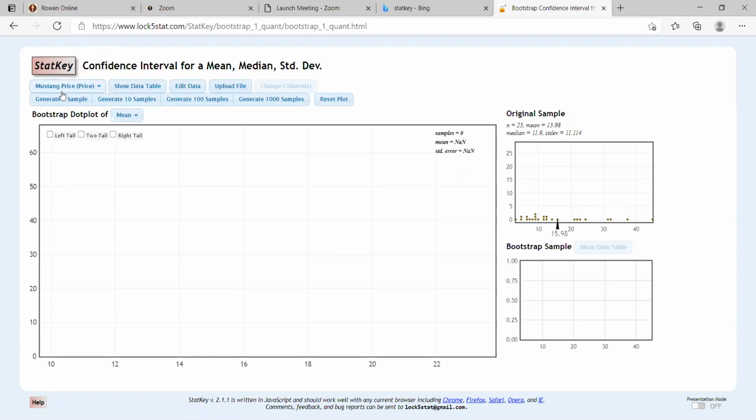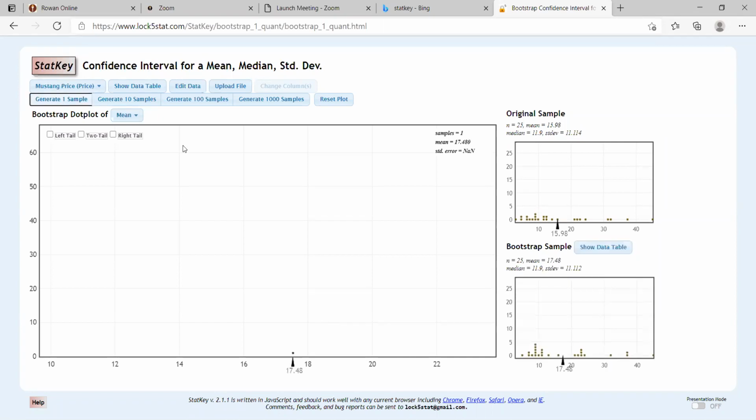Now, if I picked one of these bootstrap samples, notice that the mean of the bootstrap sample is 17.48, and it gives you the median and standard deviation. If I printed this out on the quiz and asked what is the standard deviation of the original sample, you would say 11.114. If I asked the standard deviation of the bootstrap sample you're looking at, it's 11.112. Just read it right off of here. Make sure you understand that this is the original sample, and this is just one bootstrap sample being shown.